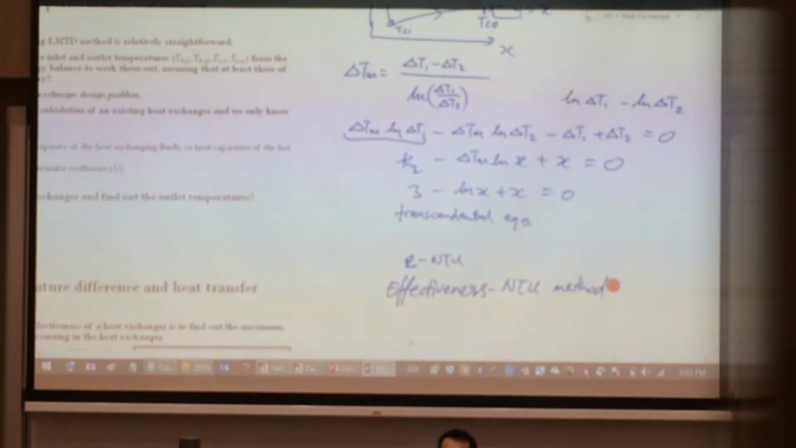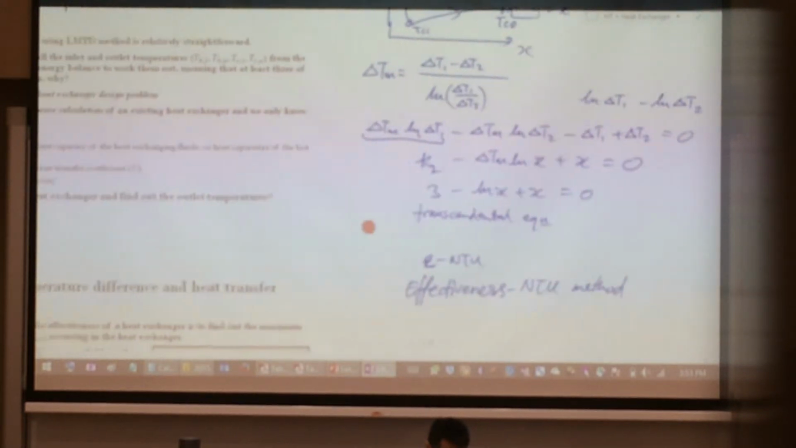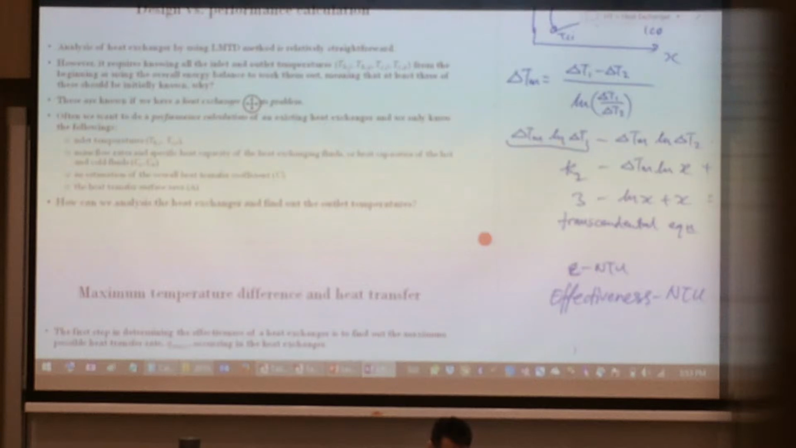Again, when would we be using the effectiveness NTU method? We'll be using that when two inlet or outlet temperatures are not given in the question. Then we use this method. If three are given, you still can use the LMTD method. Obviously, if all four, your inlet and outlet temperatures, are given, waste no time. Use the LMTD method. So that somewhat explains the reason.